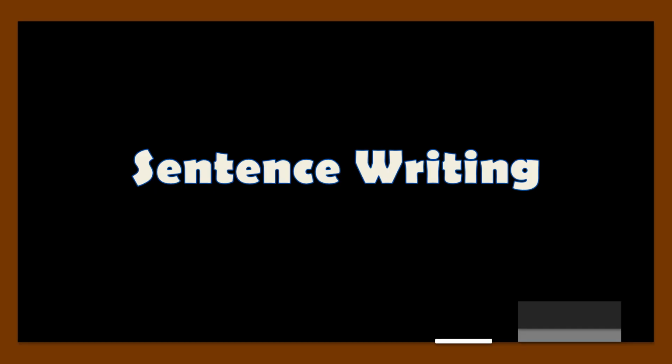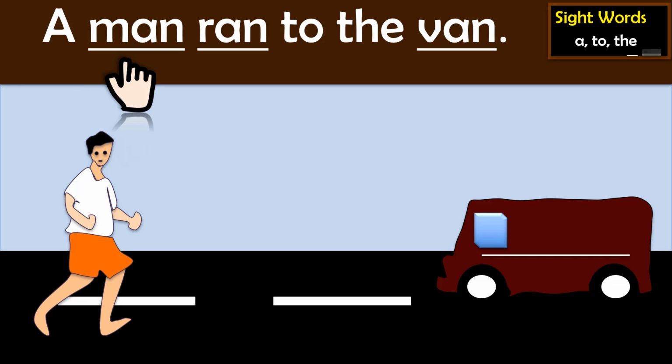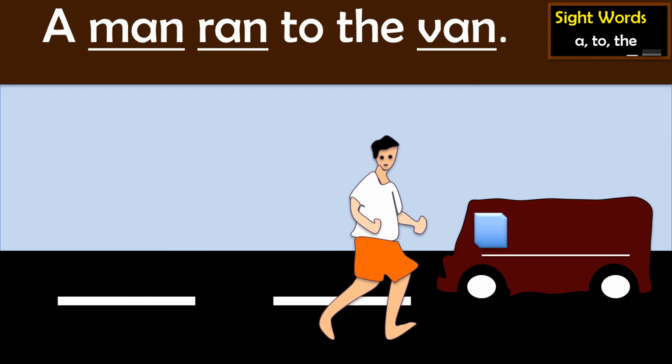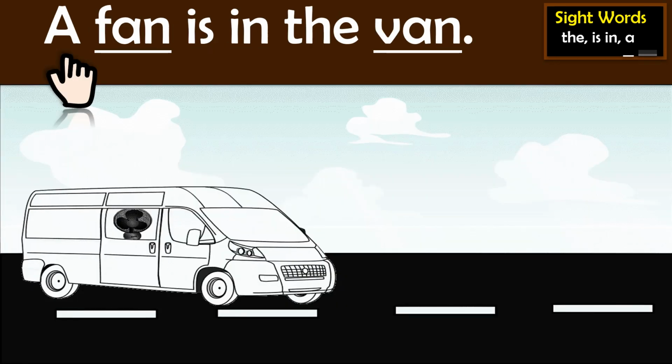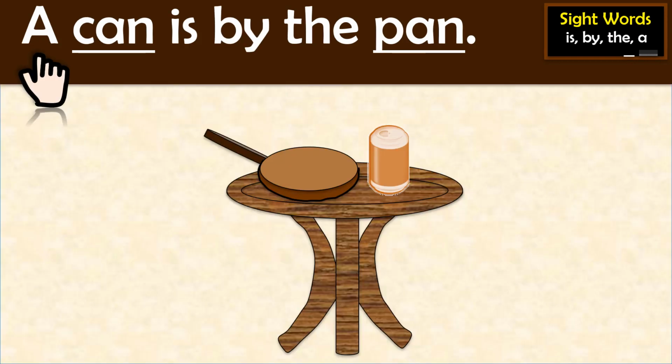Sentence writing. A man ran to the van. A fan is in the van. A can is by the fan.